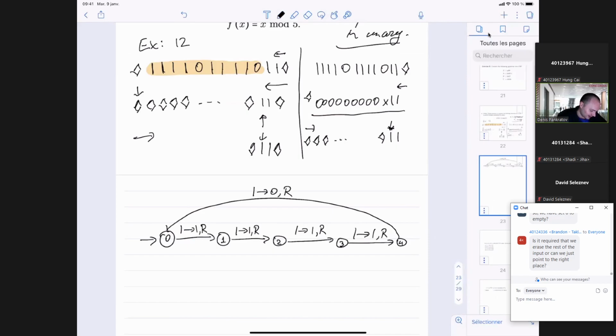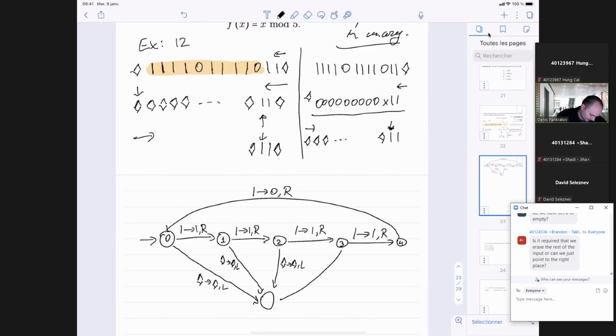Okay. In each of them, we can encounter a blank character. So if we encounter a blank character, we need to move to the left. So we encounter a blank character. We move to the left for each of them. So blank character, move to the left. Like this.